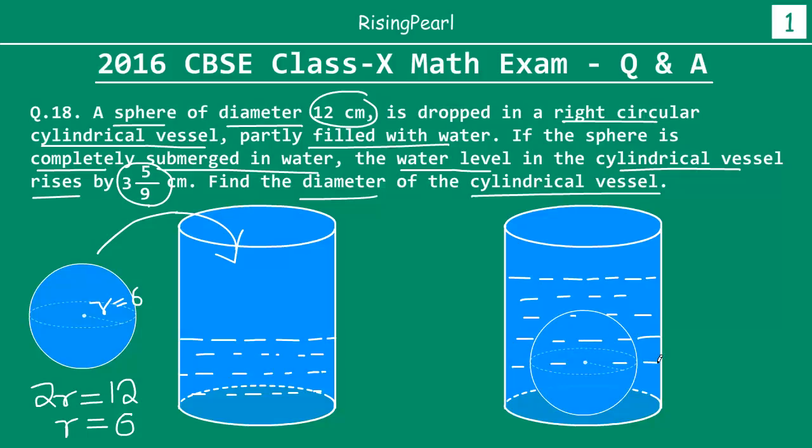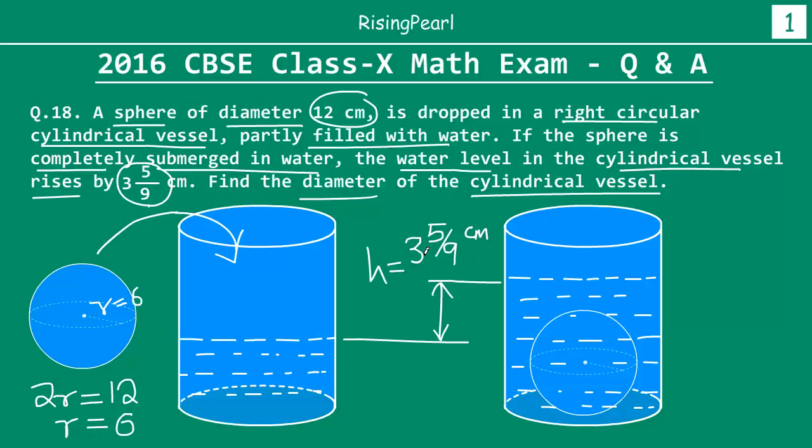Now at this point this is all what is given. Also what is given is that this is the new height of the water level and this was the original height. This difference by which the water level has increased, let's write this difference as h, is given as 3/59. This much centimeter.